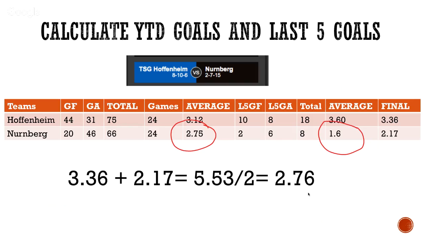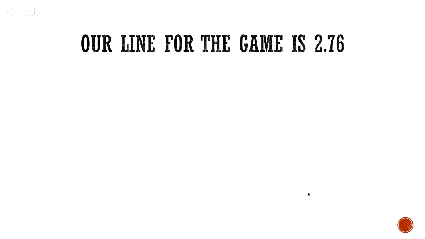So when you see a total line of 2.5, 3, 3.5 in a soccer line, our totals line is 2.76. A lot of people ask me, and I get a lot of DMs, hey, how do I calculate my own line? Well, here's how you do it. So our totals line for this game is 2.76. On to the next screen.